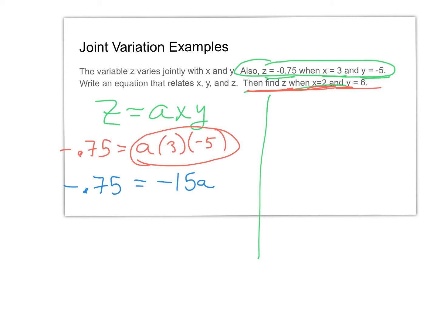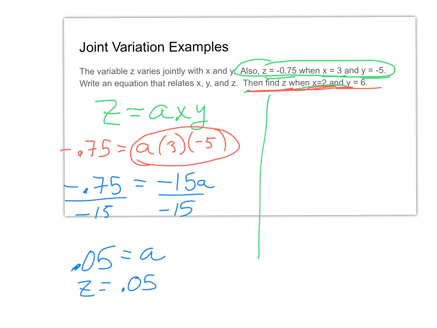Okay. So now we're going to divide by the negative 15. Calculator time. So we're going to do negative 0.75 divided by negative 15, and I get positive 0.05 is equal to a, which means my equation is z is equal to 0.05xy. So here's your joint variation problem.